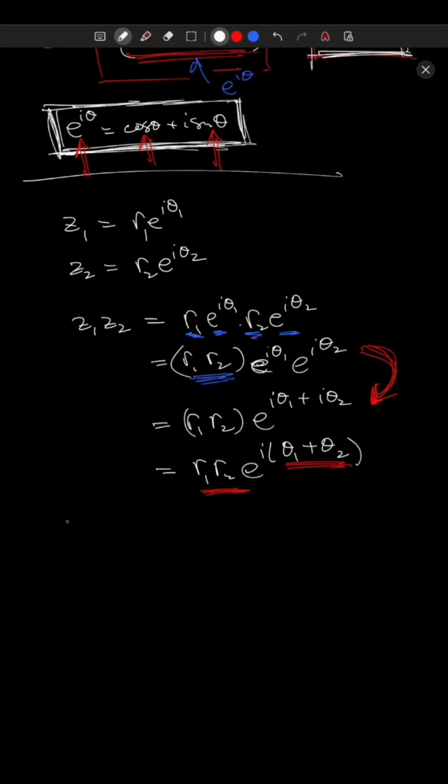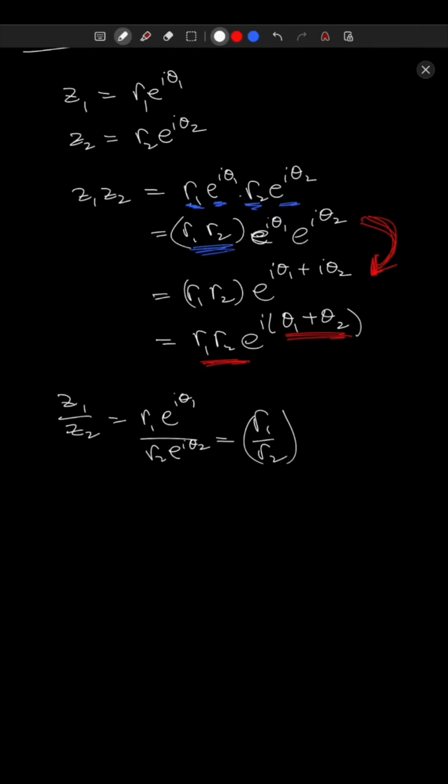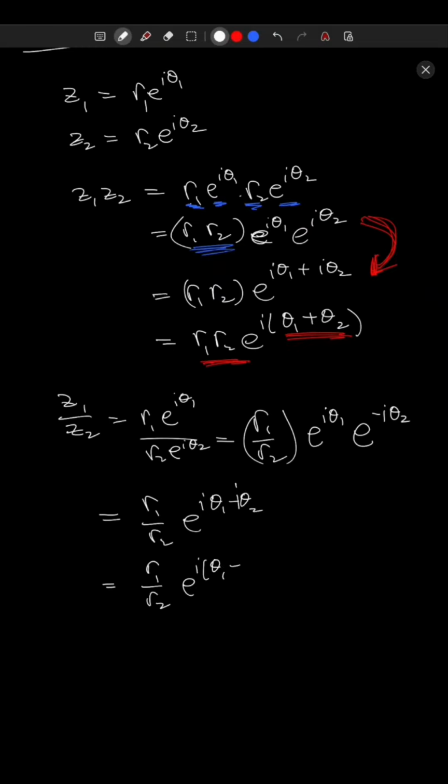In the exact same way, Z1 over Z2 is R1 e to the I theta 1 over R2 e to the I theta 2. That's equal to R1 over R2, right? Remember that when we divide, we have to divide the R's, the distances to the origin. e to the I theta 1 over e to the I theta 2, that's e to the I theta 1 times e to the minus I theta 2. Because 1 over something is that something to the minus power, right? Okay, but this is equal to R1 over R2, e to the I theta 1 minus I theta 2, which is equal to R1 over R2, e to the I theta 1 minus theta 2, right?